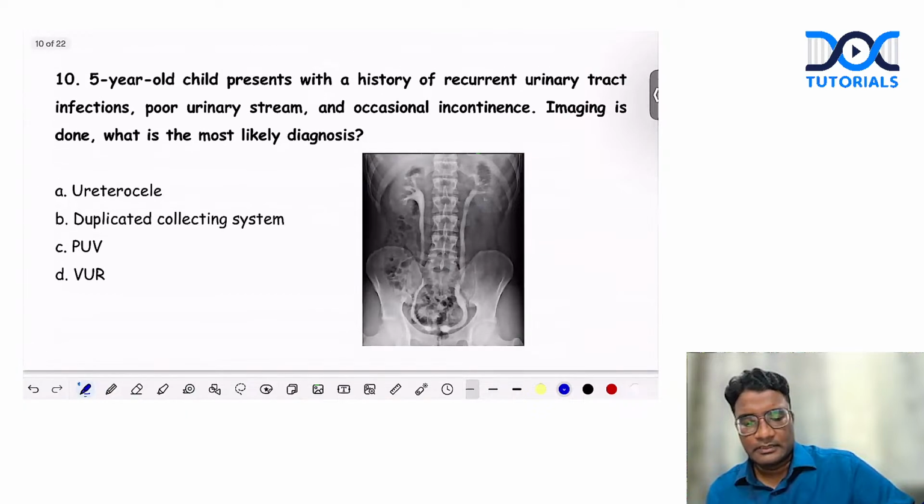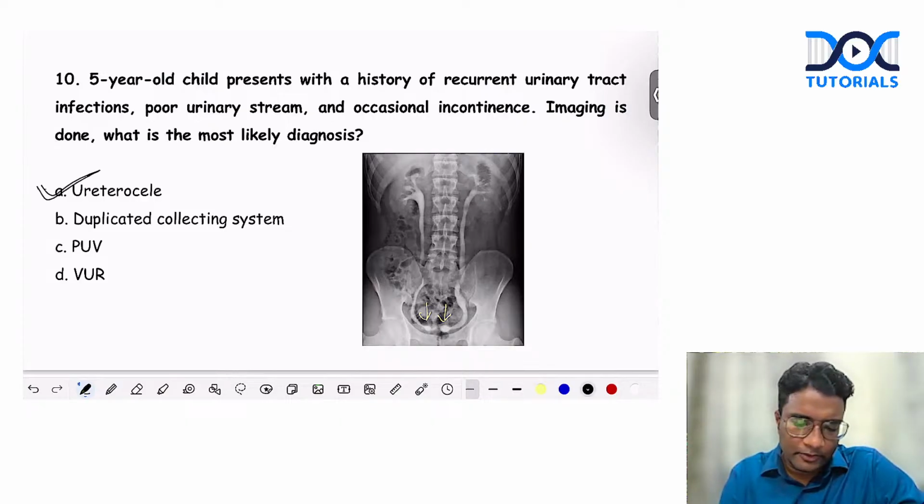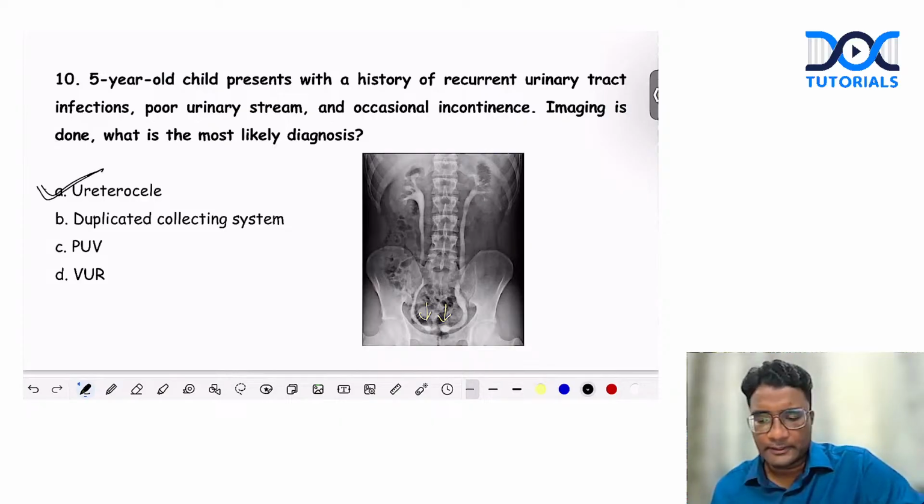Next. Now another very easy question. I hope all of you have done this rightly. They gave an IVP image showing dilatation of the distal ureter, giving a classic cobra head or adder head appearance on IVP. This is ureterocele. So I hope you got that right.